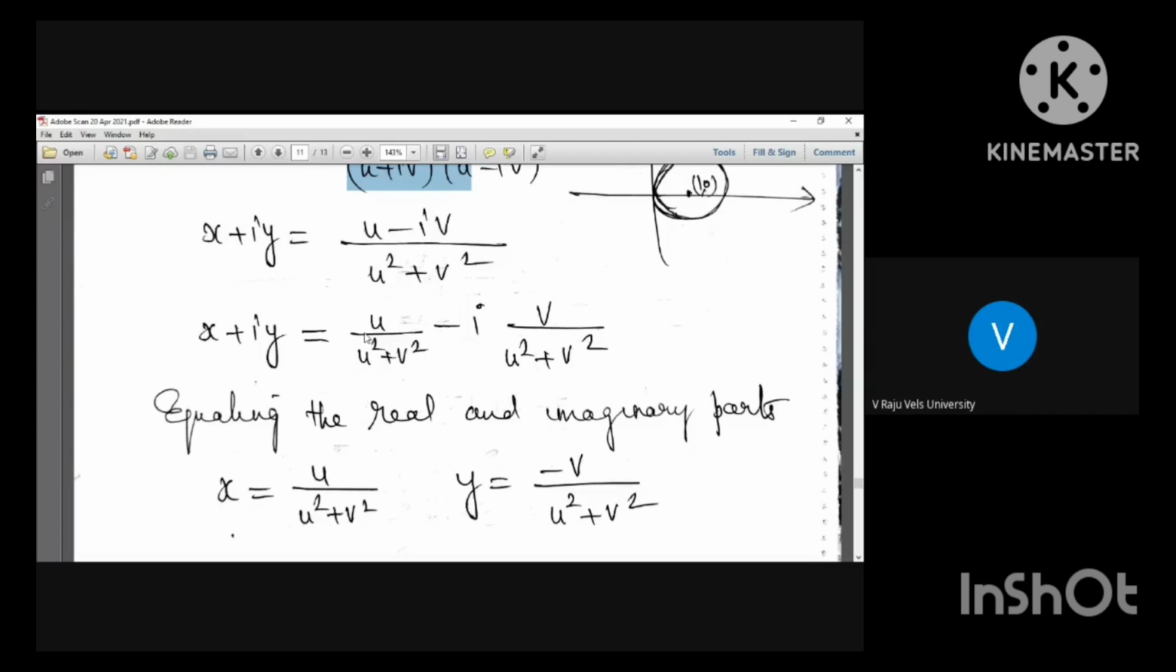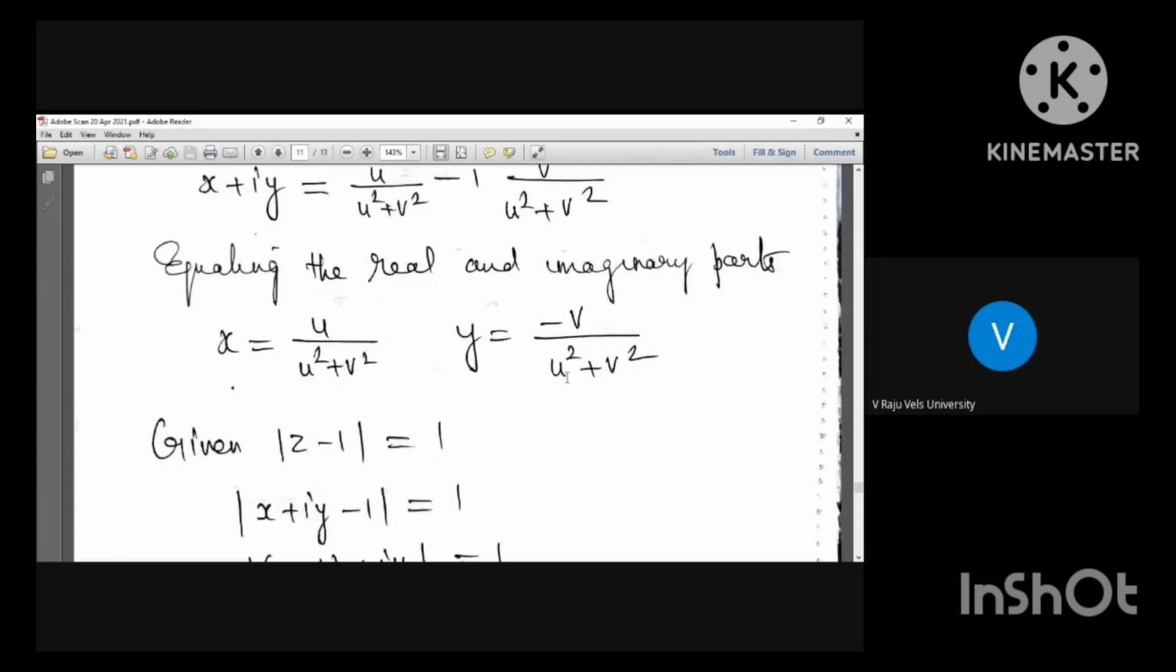Minus i into v divided by u square plus v square. So equating the real and the imaginary parts. Equating the real and imaginary parts. What is x? U divided by u square plus v square. What is y? Minus v divided by u square plus v square.